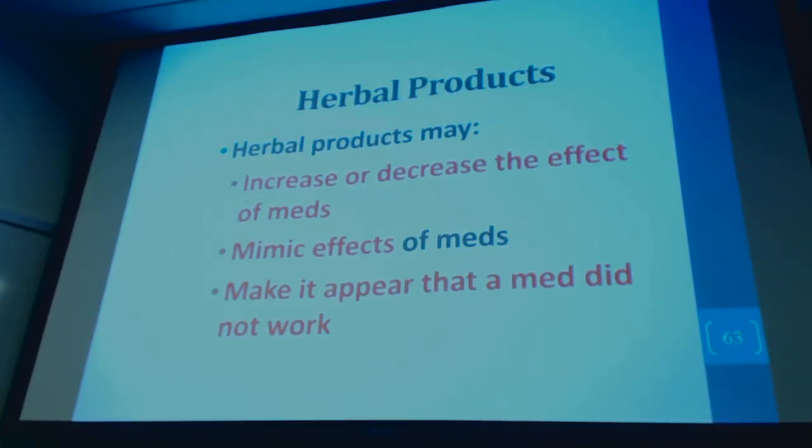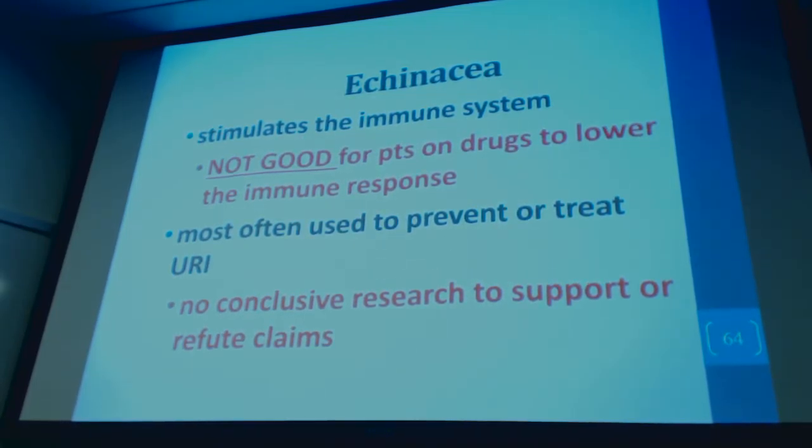The reason that we have to know that is because it may affect prescription medication that will also be prescribed. So I'm going to give you examples here. Echinacea. A lot of people believe taking echinacea is going to prevent a cold because it strengthens the immune system. We don't want people who have had a solid organ transplant to take echinacea. We're trying to quiet their immune system down so they don't reject the solid organ.